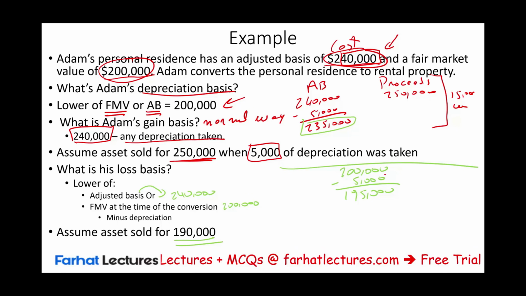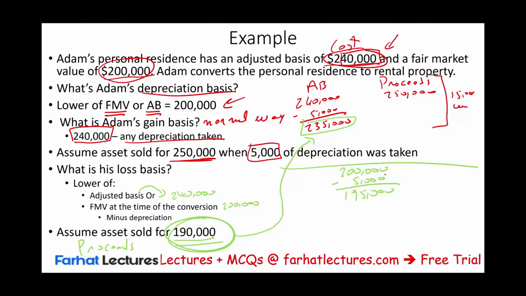I told you it's a loss, but how do we know it's a loss? I'm going to compare the 190 to the 235. You compare the proceeds from the sale, how much you received for this asset, to the adjusted basis, in quotes, the normal way, which is the adjusted basis minus any depreciation. And we know there is a loss.